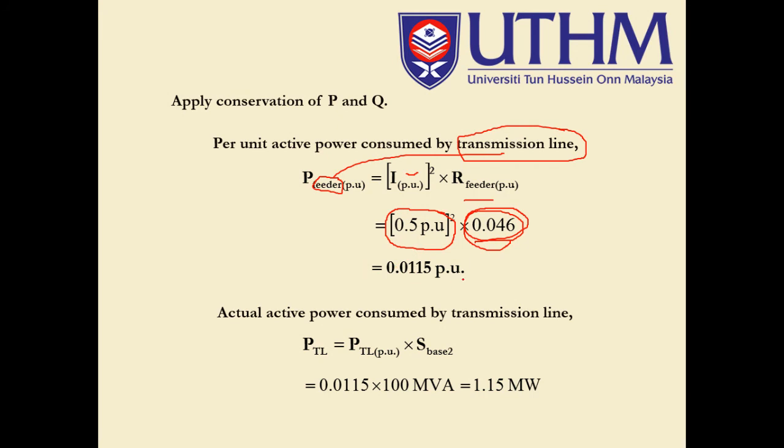So what about the actual? Just multiply by S base 2, which is 100 MVA. You can get the actual active power consumed by the transmission line, which is 1.15 megawatt. And this is P transmission line.